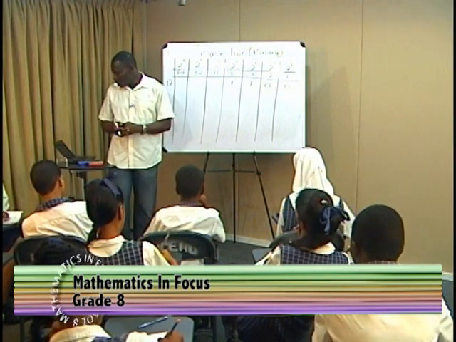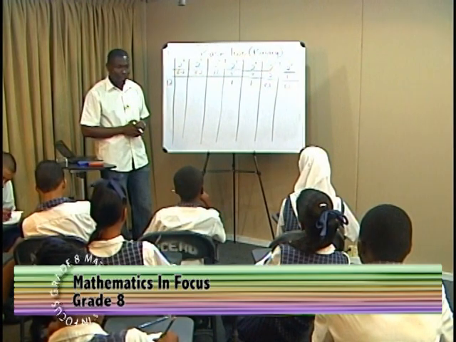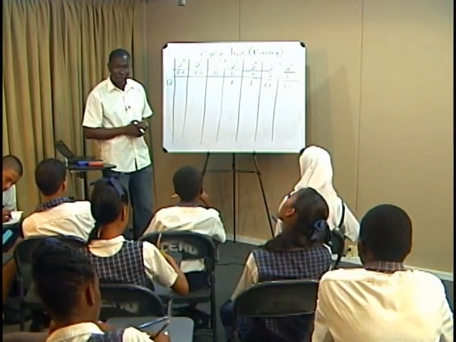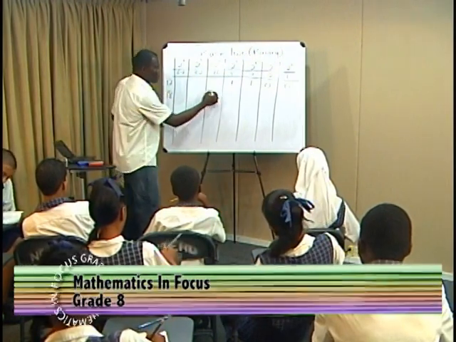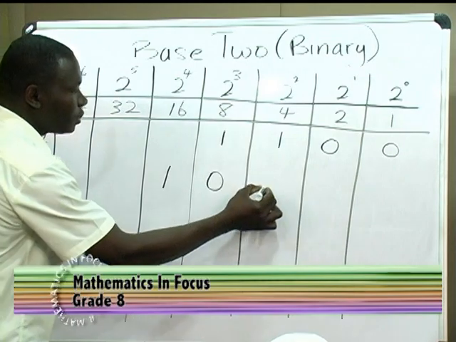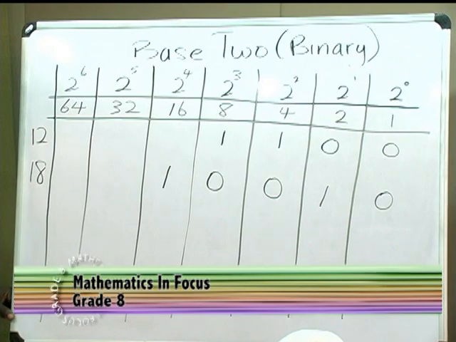Good. What about the number 18? What combinations will give us 18? 16 and 2. So 18, we are taking a 16, no 8, no 4, a 2, and no 1. This is how we write 18 in base 2. Let us consider another number. We can consider the number 48.